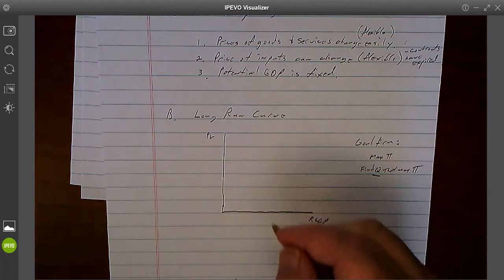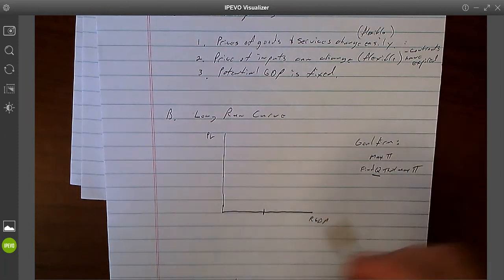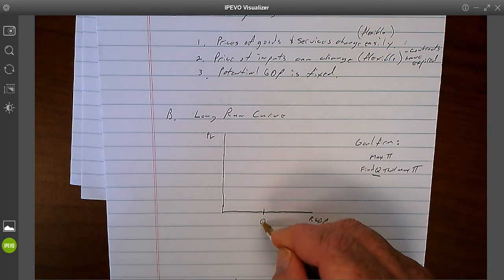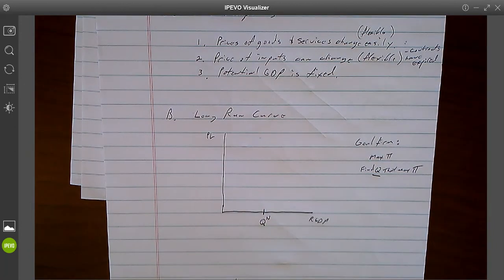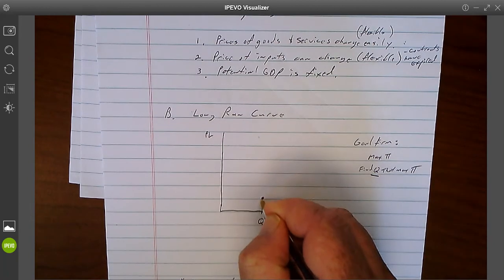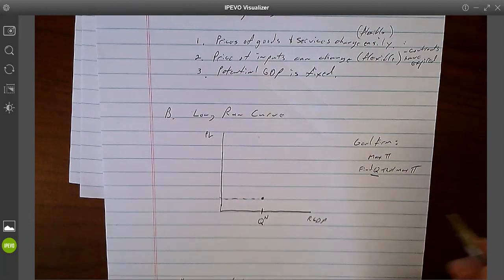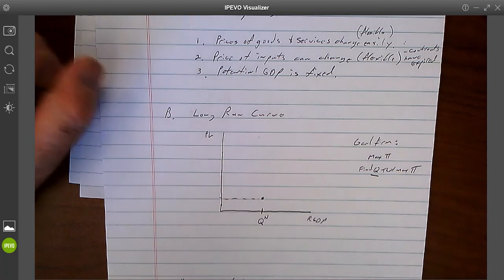So let's say I found that Q. Let's put it right here. So I'm a firm, and I have found that this is my profit maximizing Q. Let's say at this price level, at this price for my product, this is my profit maximizing Q. And let's assume all firms are doing that. They're all maximizing their profit. So at the current price level, they're maximizing their profit.